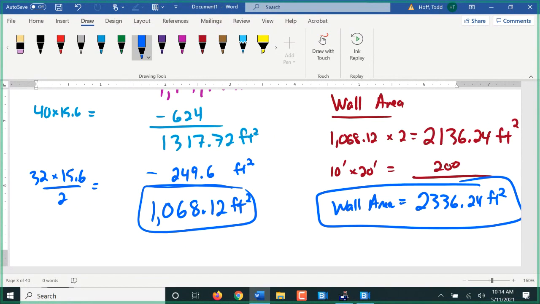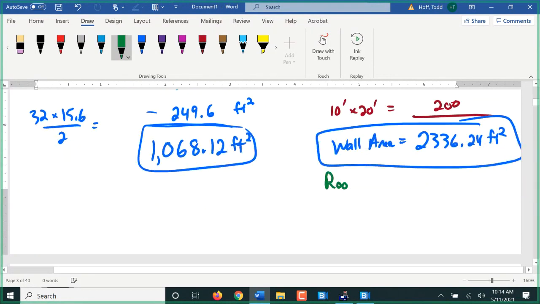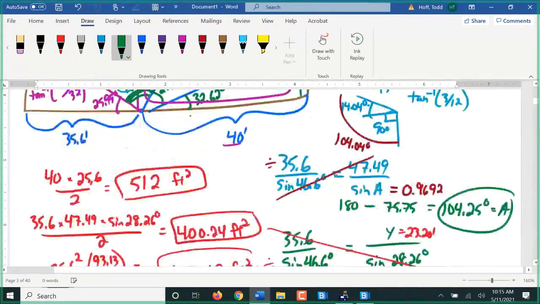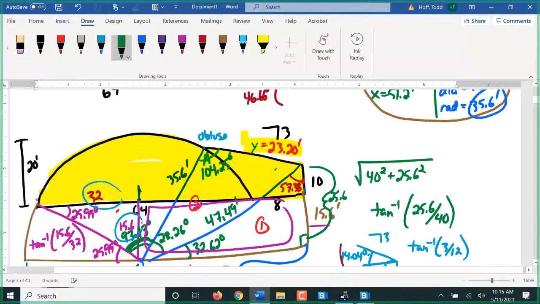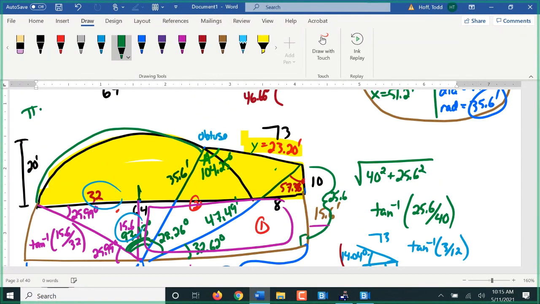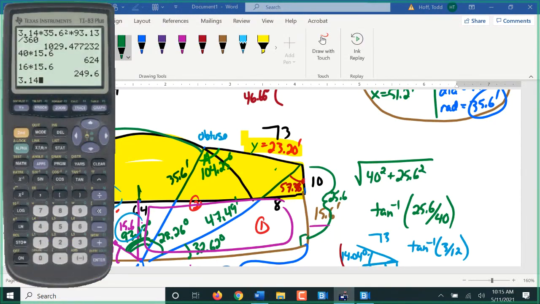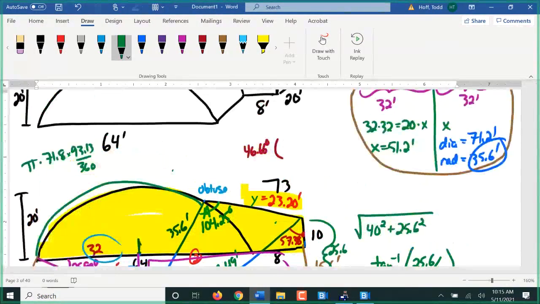Let's now look at the contribution to the roof area from this. To do that, we need to know the length of this arc here, which is going to be pi times diameter, which would be the 71.2, sorry, not 71.8, times that angle, 93.13 over 360.